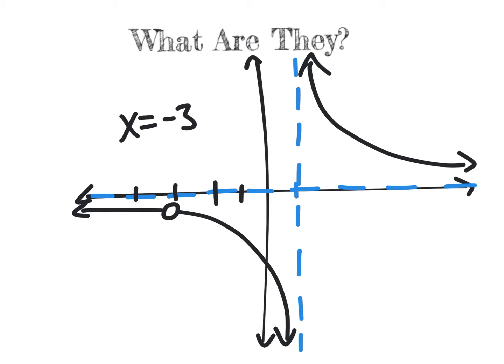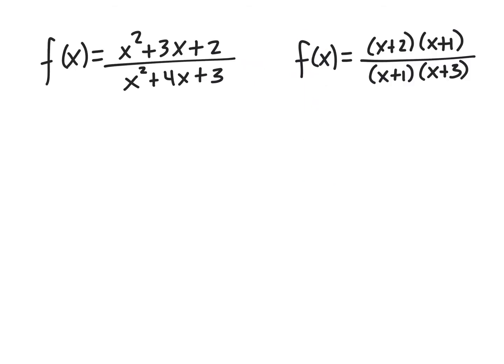So let's do a few examples of how you find them. This is how you find them graphically, then algebraically, and then we'll talk about the rules that get you there. In this example, I have the function x squared plus 3x plus 2 over x squared plus 4x plus 3. Now, I'm going to convert this function over to factored form, where I find the factors of the numerator and the denominator.